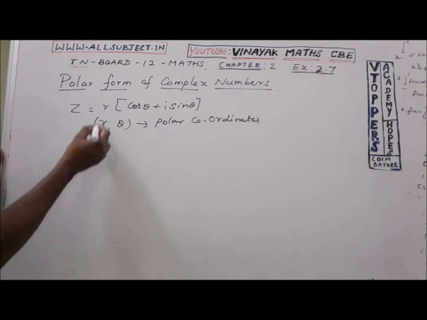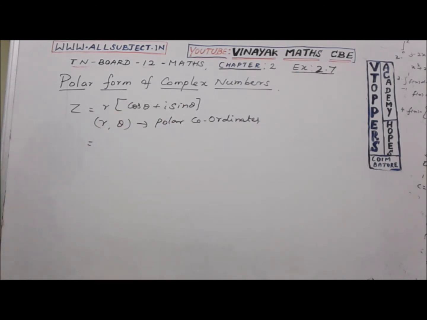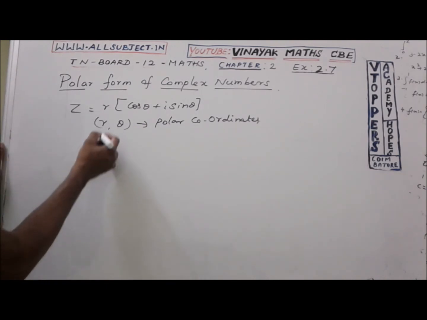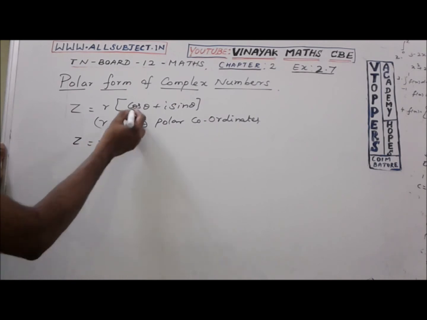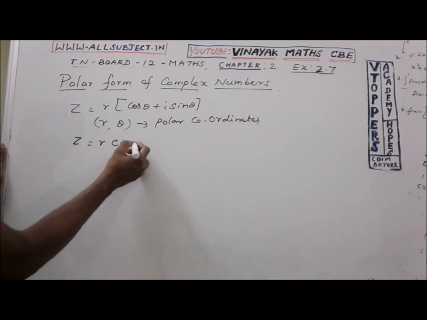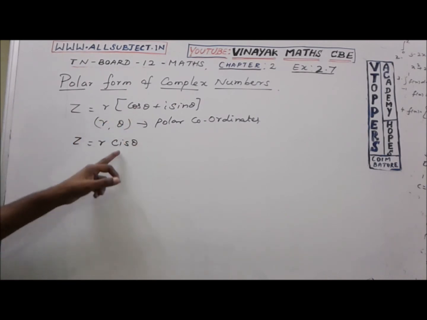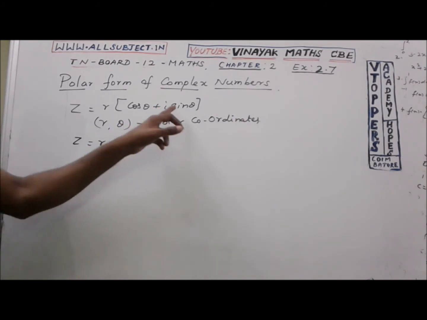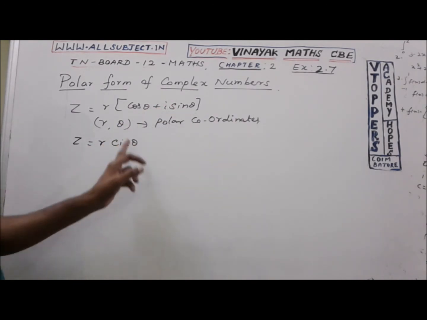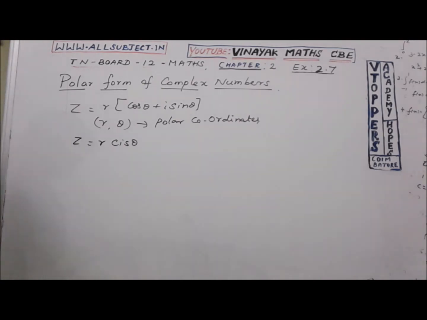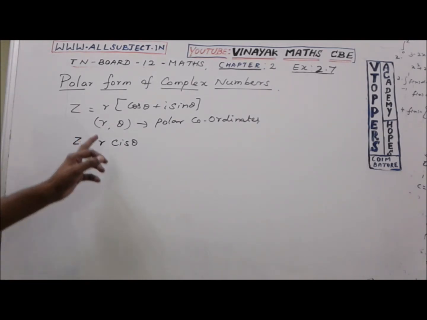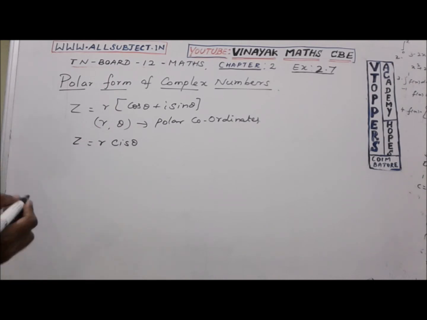Here this r cos theta plus i sin theta can be simplified, for our convenience, and written as z equals r into cis theta. For cos, c; for imaginary i; for sin, s; the angle is theta. So z equals r cis theta. In short, we can write it as r cis theta.